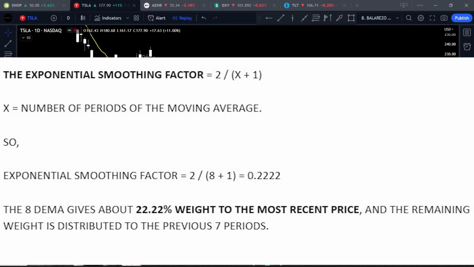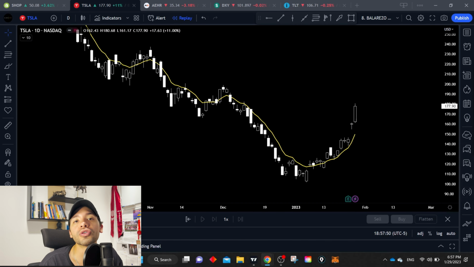So in this case, the number of periods of the moving average is going to be 8 because we're calculating the 8th exponential moving average. And when we go through the formula, we actually get 0.2222. Now, this is going to be represented as a percentage. That means that the 8th exponential moving average gives about 22.22% more weight to the most recent price action. That most recent price action is the most recent daily price action. And then the remaining weighting is distributed equally to the previous 7 days.